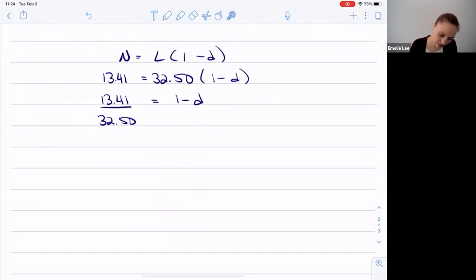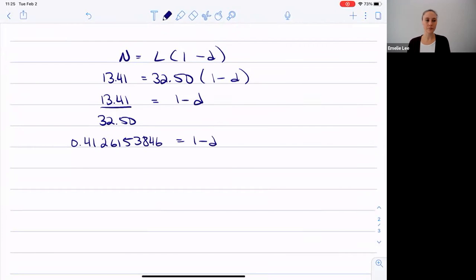So solving for D here, right, I get 0.4126153846 is equal to 1 minus D. Now, a couple of ways I can do this, right? I can add D to both sides, and then I can subtract the 0.4126 blah, blah, blah, making sure you keep all your decimal places. I can do that in one kind of quick maneuver, right?